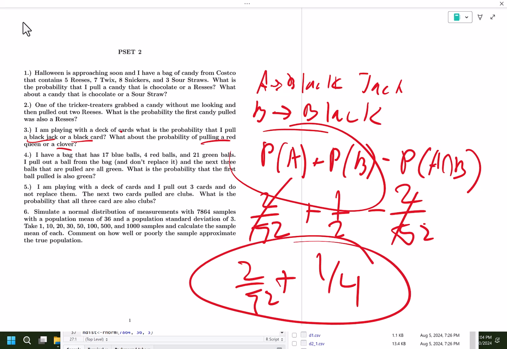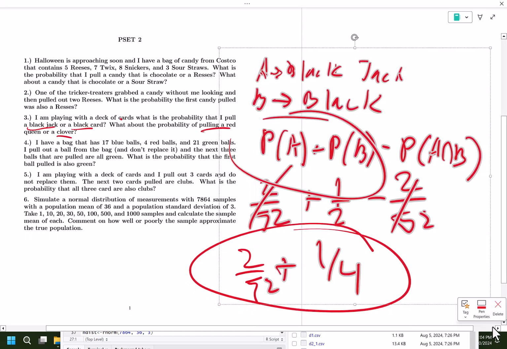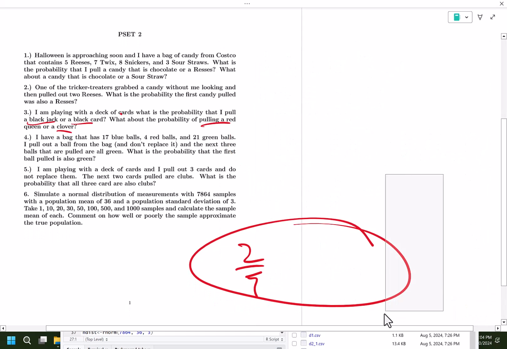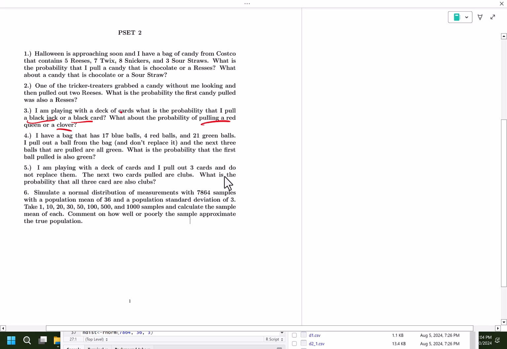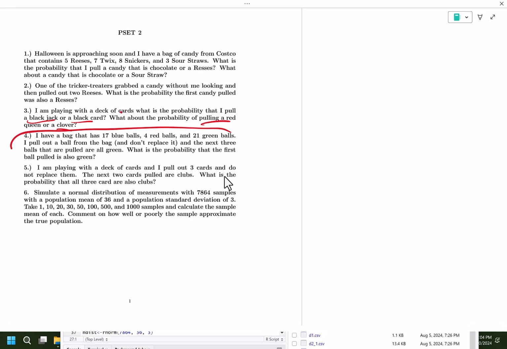Let's go ahead, and we have a couple more Bayes theorem problems. This is quite an intense problem set. All right, let's go ahead. I have a bag that has 17 blue balls, 4 red balls, 21 green balls. I pull out a ball from the bag, don't replace it. The next 3 are all green. What is the probability that the first ball pulled is also green?